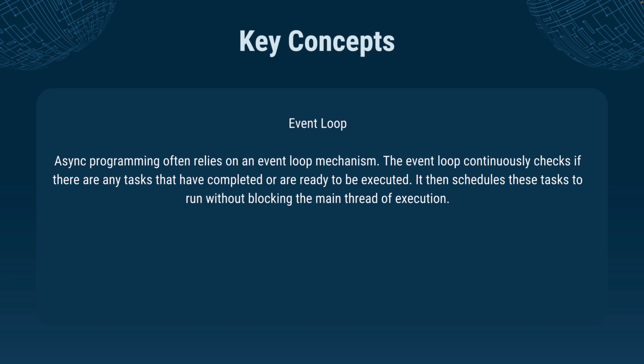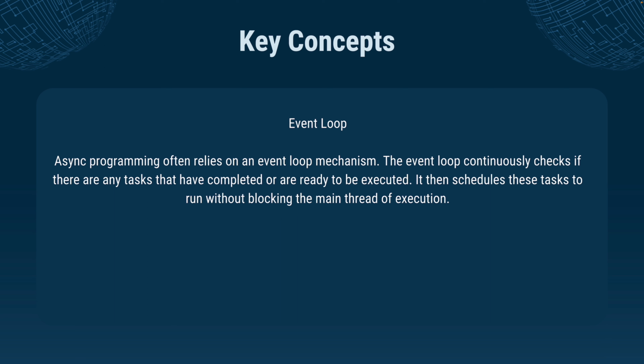Another concept in asynchronous programming is the event loop. Generally, asynchronous programming relies on the event loop mechanism, specifically in JavaScript or Node. The event loop continuously checks if there are any tasks that are completed or are ready to be executed. It then schedules these tasks so that they can run without blocking the main thread of execution. So if you see, in a nutshell, they're all correlated.